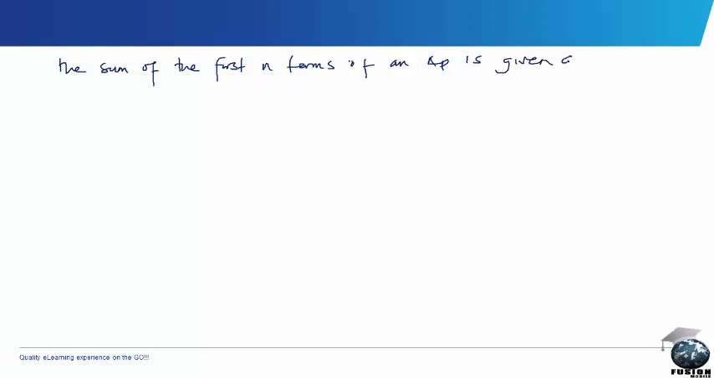So we'll go into stating the sum, what it is defined as: the sum of the first n terms of an AP is given as Xn. Remember we said it's denoted as Xn, n over 2 in the bracket of 2a plus n minus 1 times d.